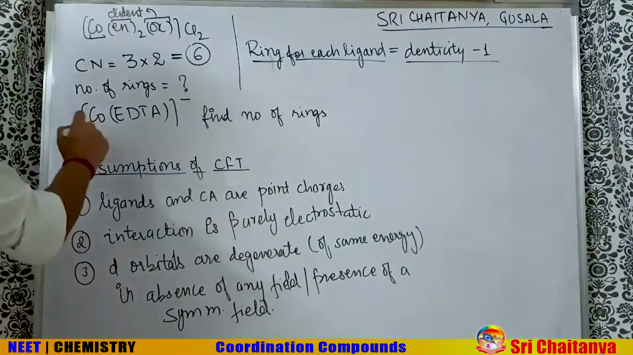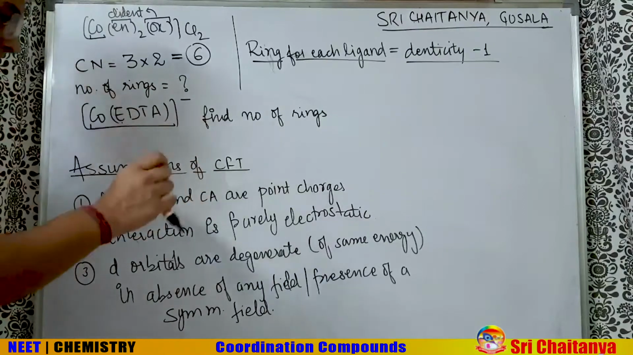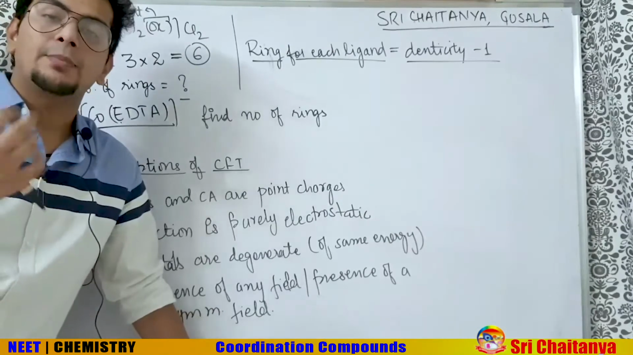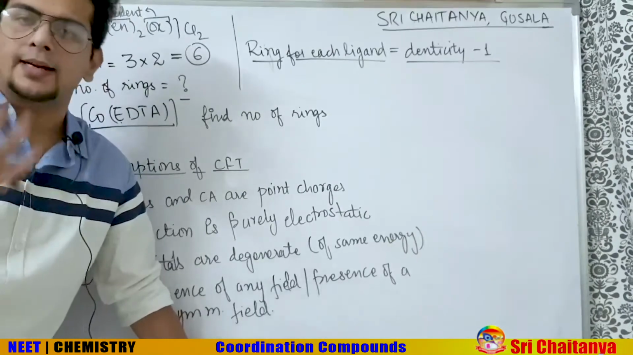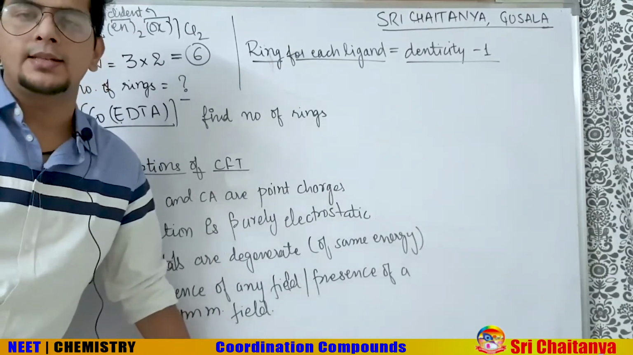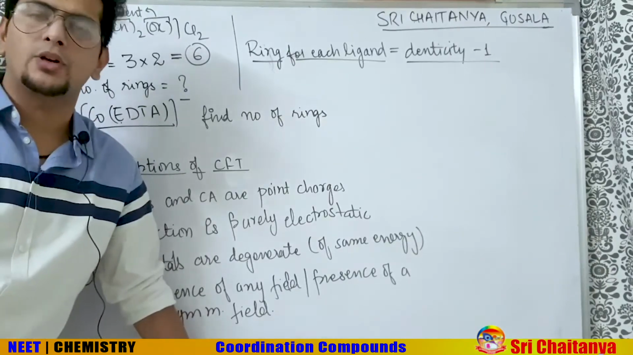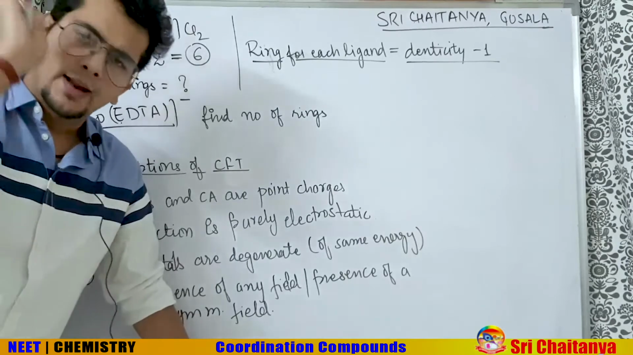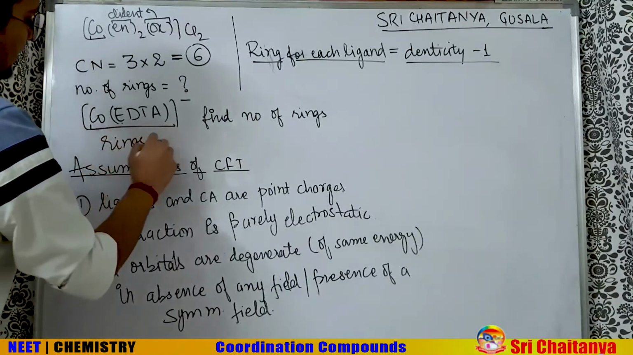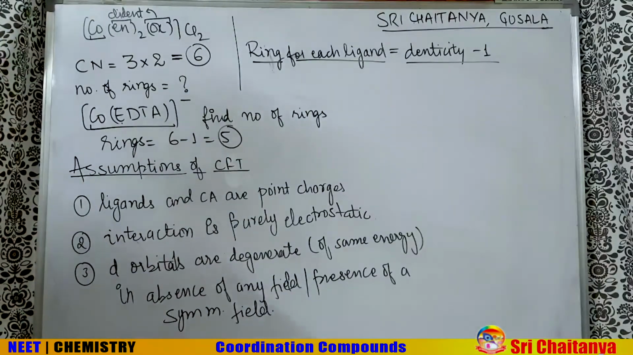For example, CoEDTA we have here. EDTA we know denticity is 6. If nothing is mentioned, yes, I know, we have already discussed that EDTA has flexidentate capacity. It can be hexadentate, pentadentate, tetradentate, all of them in different compounds. But if nothing is mentioned, we take EDTA as hexadentate only. If some other information is given, then only we take tetradentate or pentadentate. So if simply EDTA is written, it is hexadentate. So denticity is 6, so the number of rings, for example, we have to find here. So 6 minus 1, 5 rings it will be forming with the cobalt.